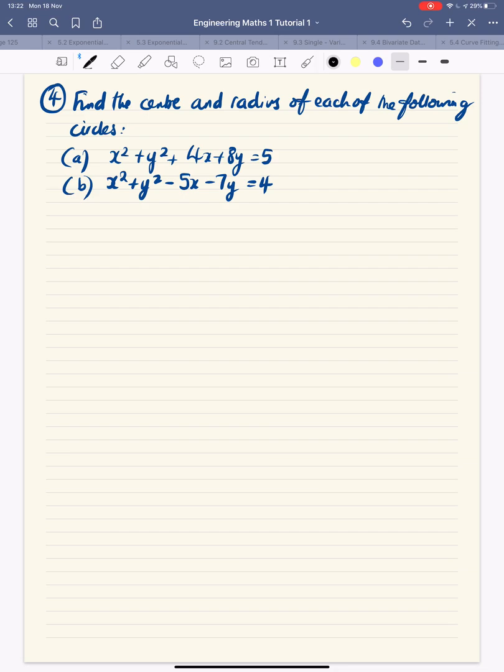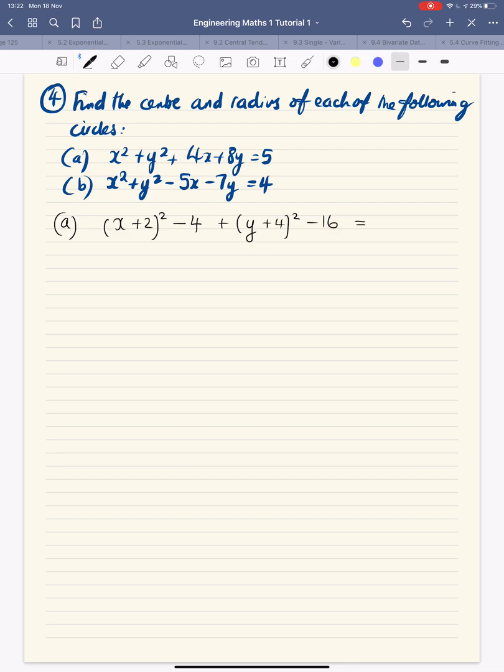Number 4a. So this is a circle. We complete the square for the x's. Because it's x squared plus 4x, we're going to have x plus half the 4, which is 2, and take away 2 squared, which is 4. And y plus 4 squared, take away 16. That's half of the 8 makes 4, and then take away 4 squared.